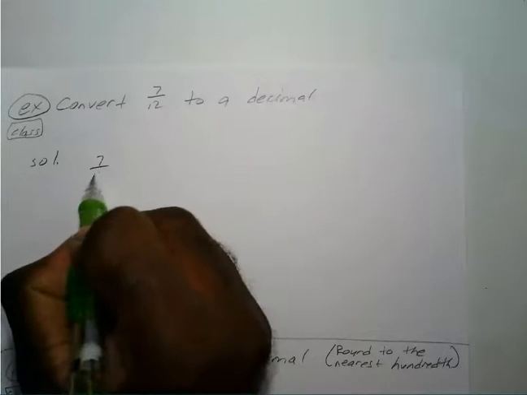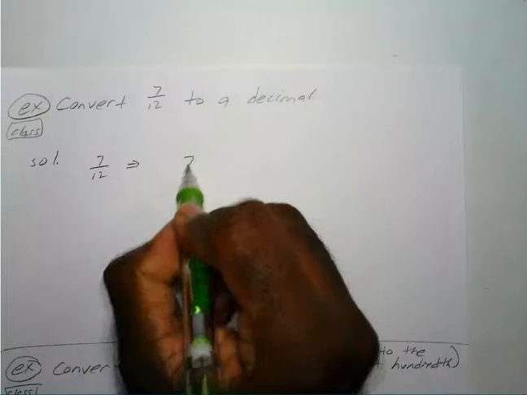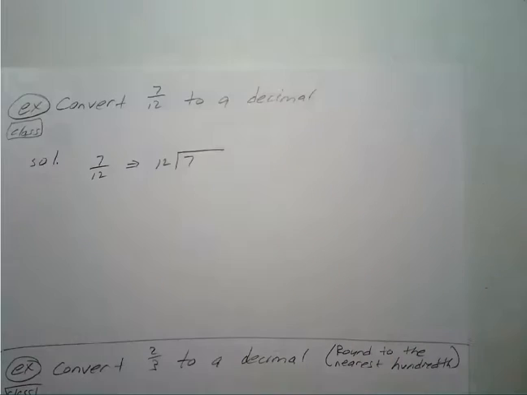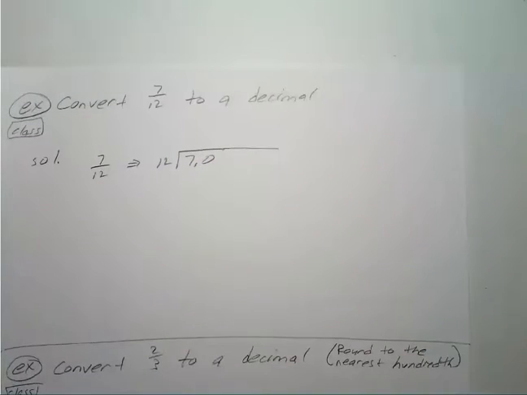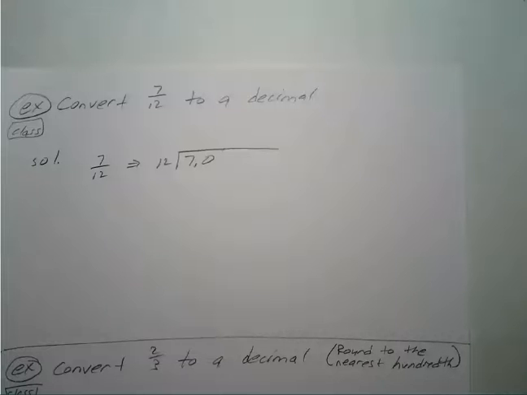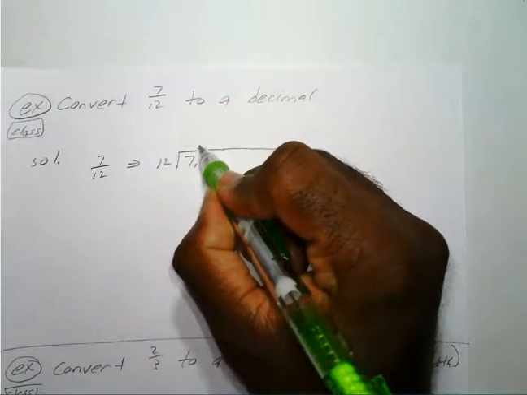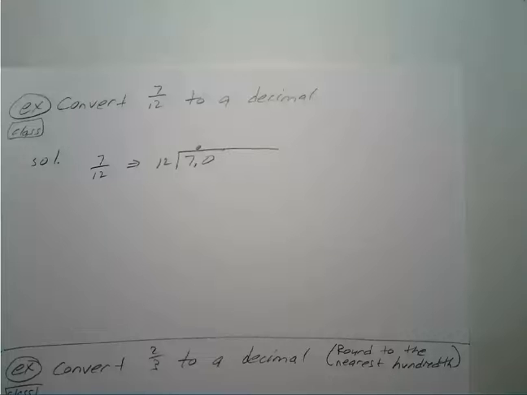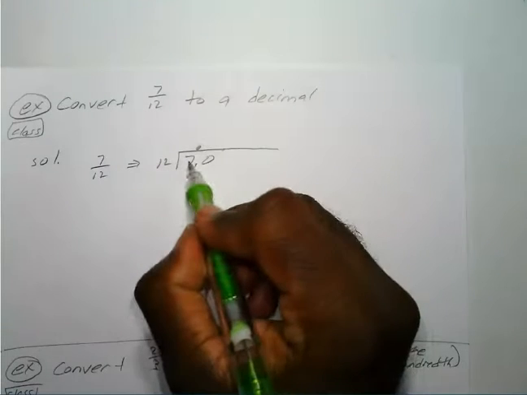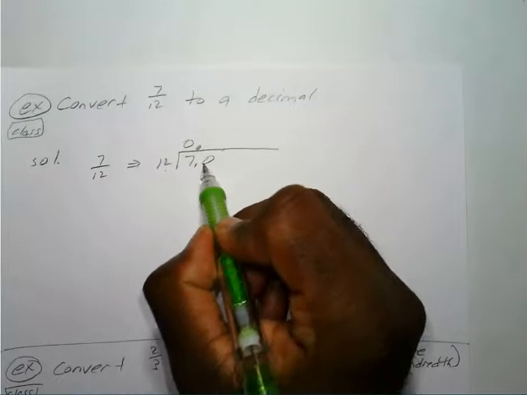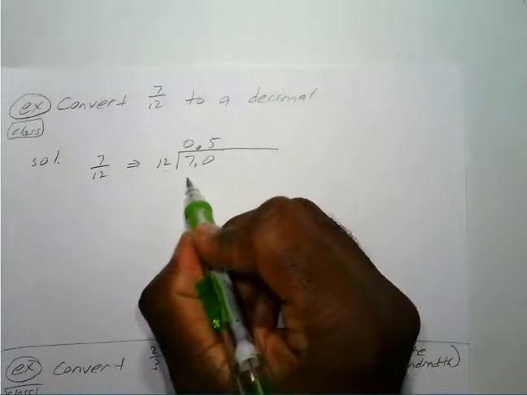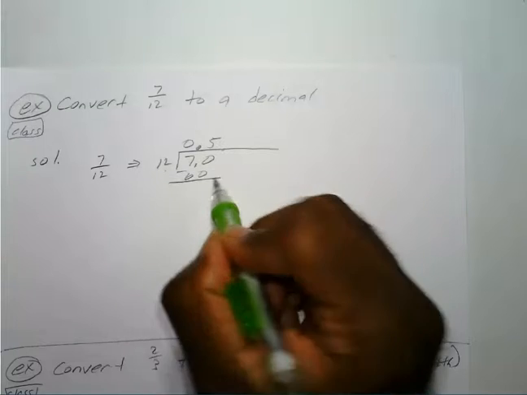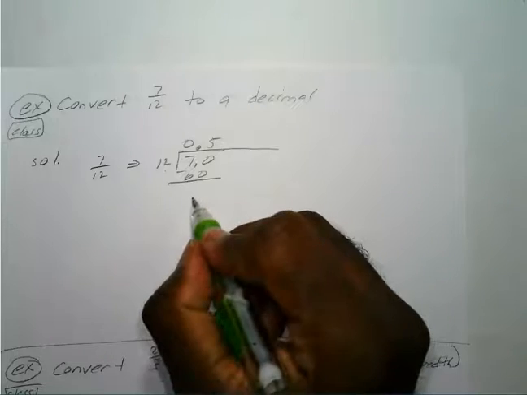7 divided by 12 becomes 7 divided by 12. We go ahead and make that 7.0, and we move our decimal straight up. So 12 doesn't go into 7 at all, but 12 does go into 70 5 times. 12 times 5 is 60. Go ahead and subtract. 70 minus 60 is 10.